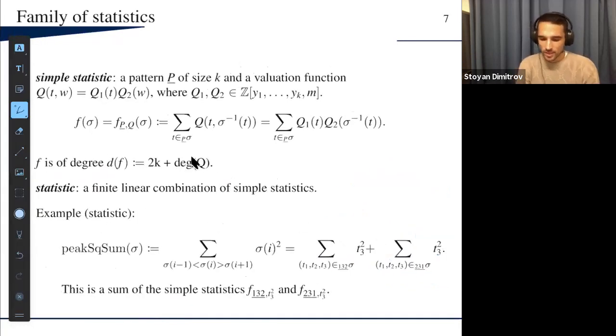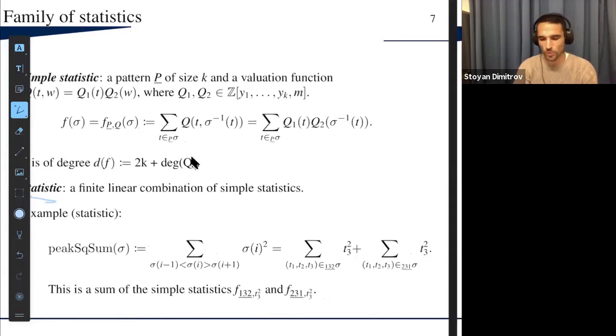Okay, and finally, let me give an example of a general statistic. For example, if I take all the peaks in a permutation, and if I want to find, let's say, the sum of their squares or their cubes, I can do that. For the squares, I have that it's a sum of these two simple statistics. So I'll be able to find formulas for the moments.